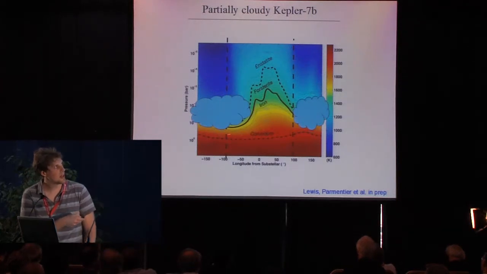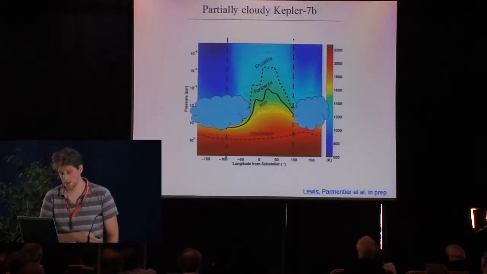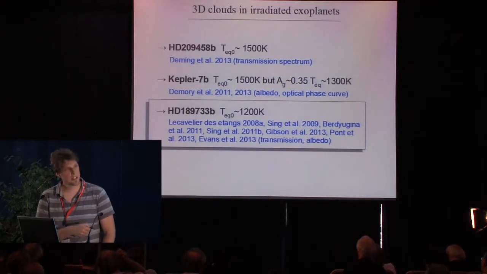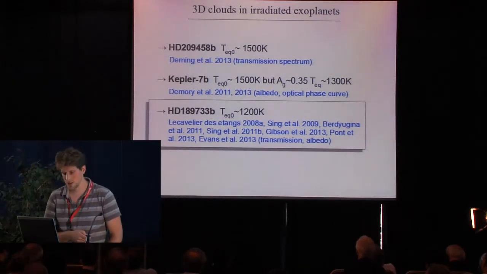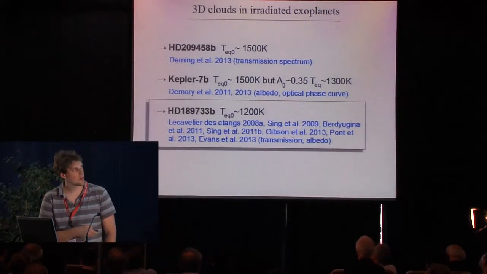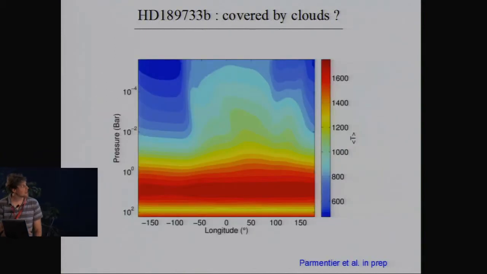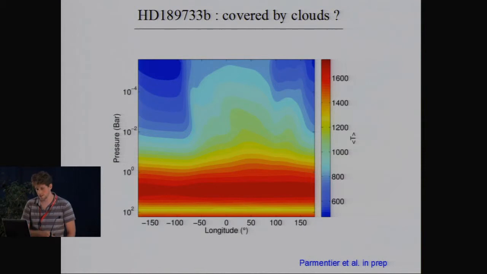So this is compatible clearly with the temperature output from the GCM for this planet. So let's look at a third case, which is slightly cooler, HD 189733b, which is the Teq 1200 K. Same thing, if I begin to look at the temperature map of HD 189733b.